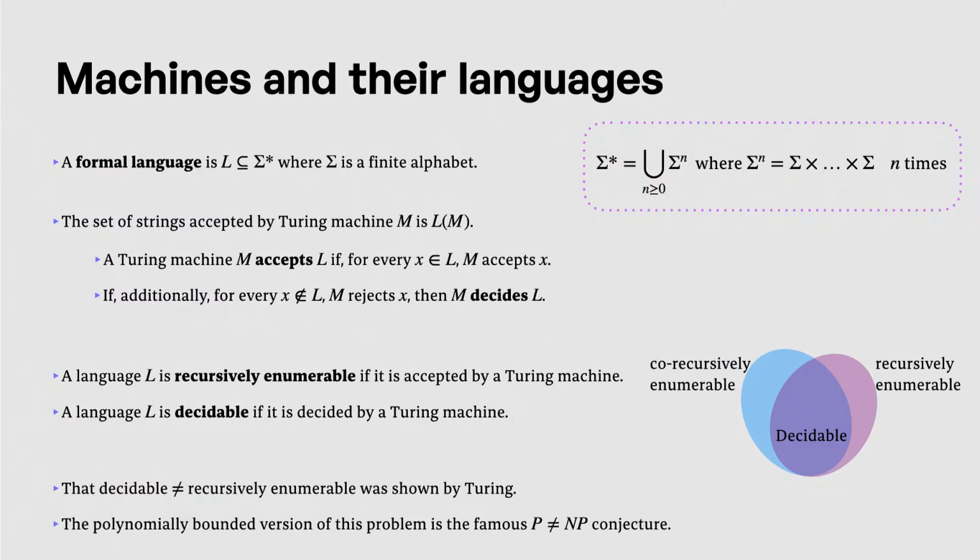Let me mention that the polynomially bounded version of this problem is the very famous P not equal NP conjecture, which is, of course, open. It's a remarkable fact that it is open despite massive efforts for decades in the field, and despite the fact that so many other theorems and statements depend on this conjecture being true. I don't understand why it's so hard to prove.